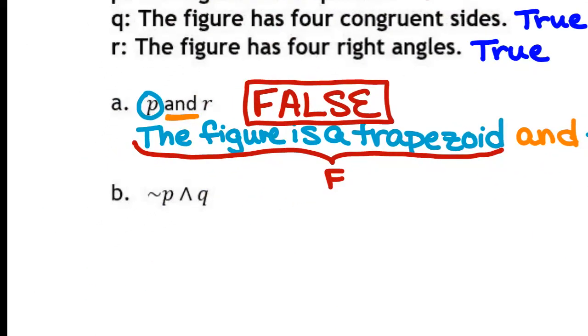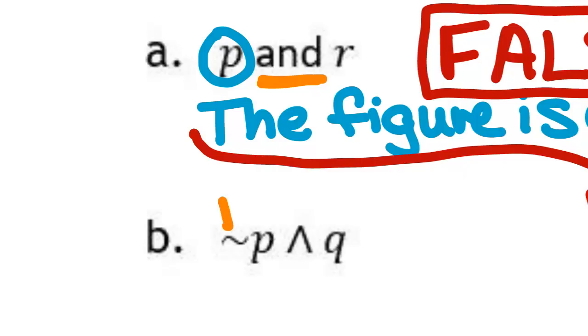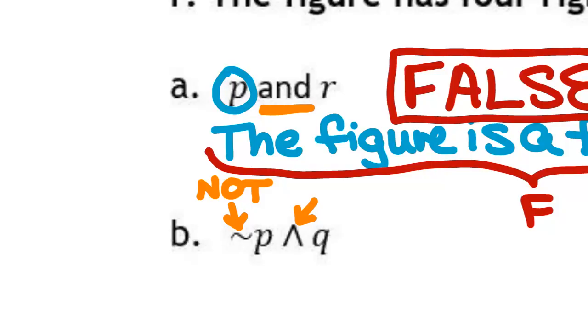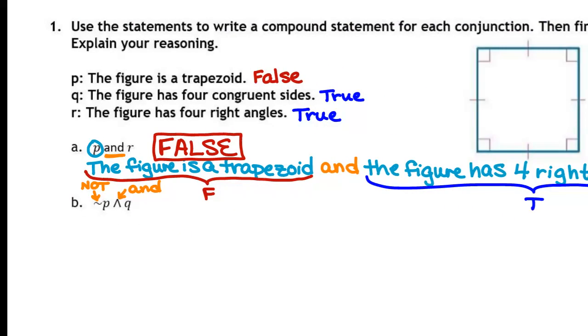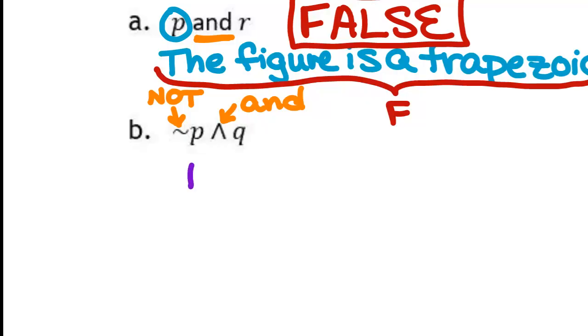All right. Looking down at part B, we have a couple symbols thrown in here. What does this squiggle in front of the P mean? Not. And what does this arrowhead pointing up mean? And. So I need not P. Well, P is the figure is a trapezoid. So how would I make that not P? Correct. The figure is not a trapezoid.